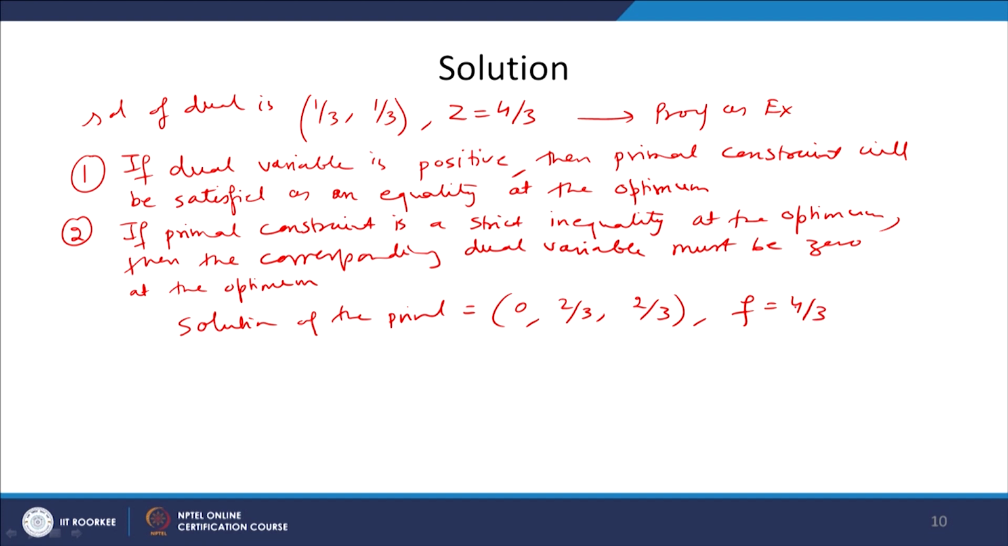So, this is another way in which you can use the complementary slackness conditions to obtain the solution of the primal from the solution of the dual. So, with this we come to an end of this lecture where we had studied some case studies and examples based on the duality theory and the duality theorems and the complementary slackness conditions.